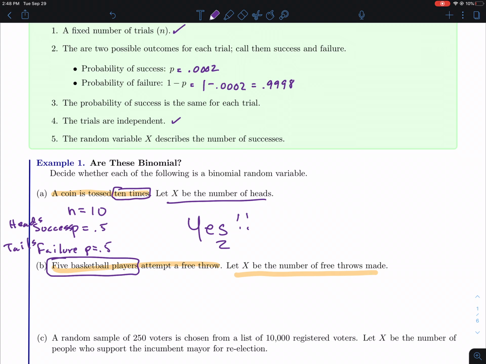Now, if we reworded it so that one player shot 5 free throws, then we could actually make this into a binomial distribution. But the fact that it's 5 different players kind of screws it up because, again, there's no guarantee that all 5 players have the same exact percentage or probability of making a free throw. So if we wanted to word this so that it was a probability distribution, we just change it from 5 basketball players to a single basketball player shoots 5 free throws. And then this would be a perfectly good probability distribution. But for now, it's a no.